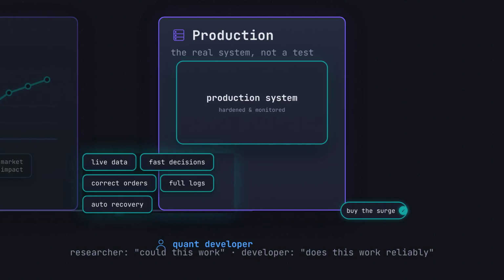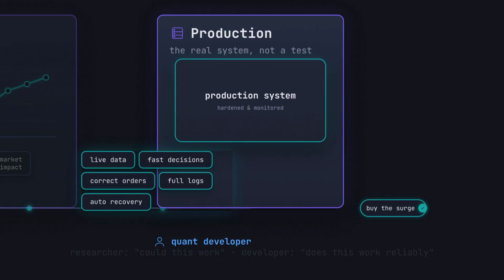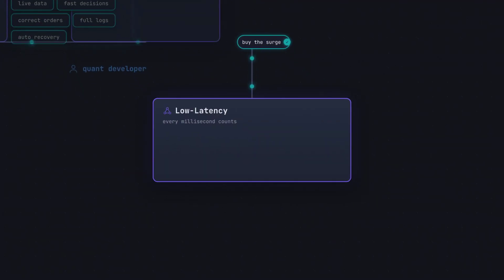The simplest way to separate the two roles is this. The researcher asks whether the idea could work. The developer makes it work reliably in the real world. In some kinds of trading, being right is not enough. The system must also be fast. This is the world of the low latency engineer.